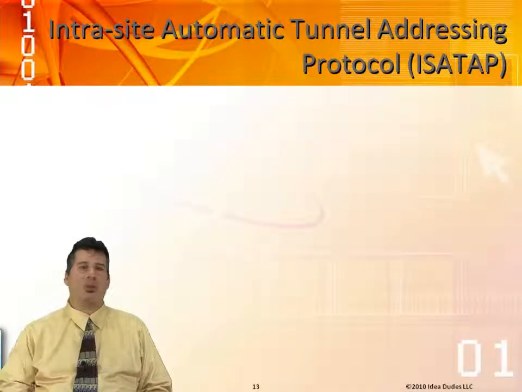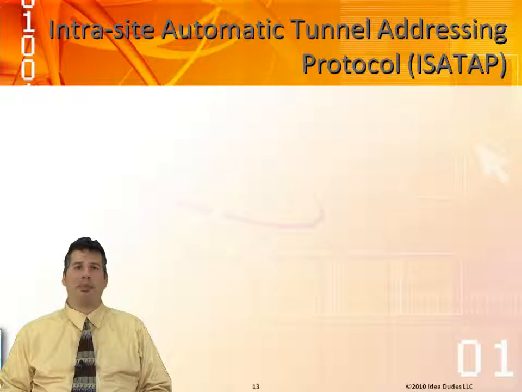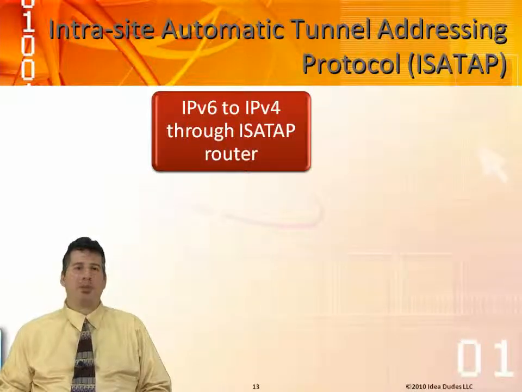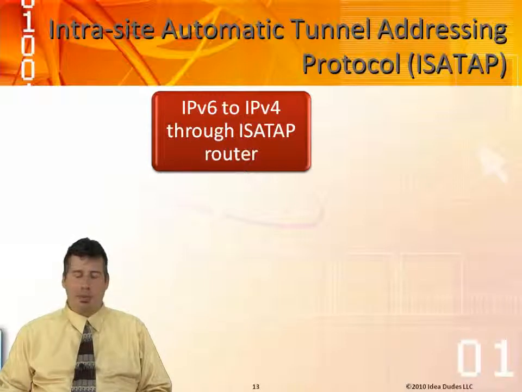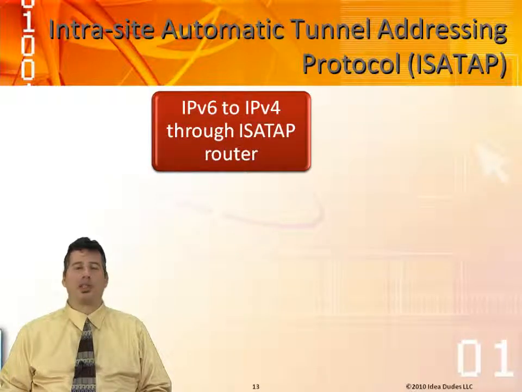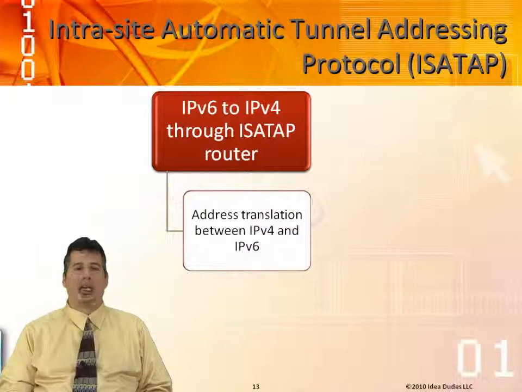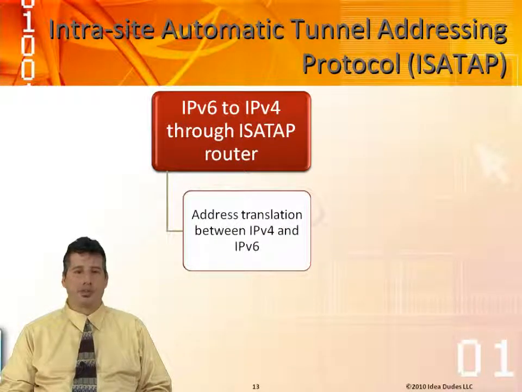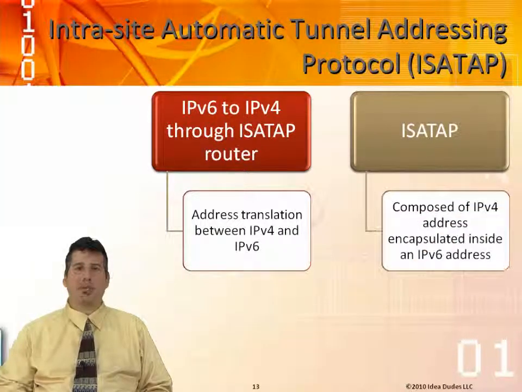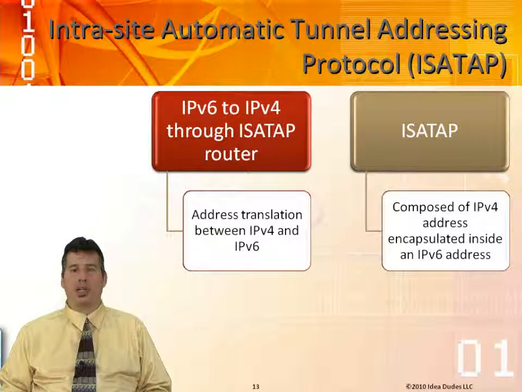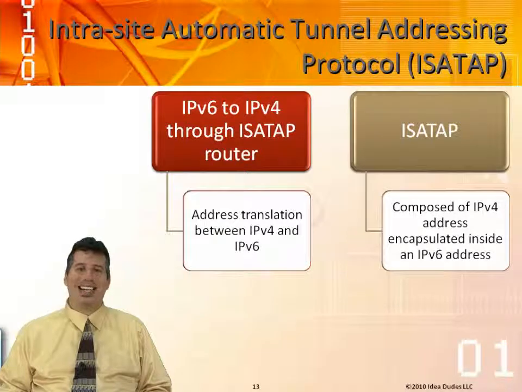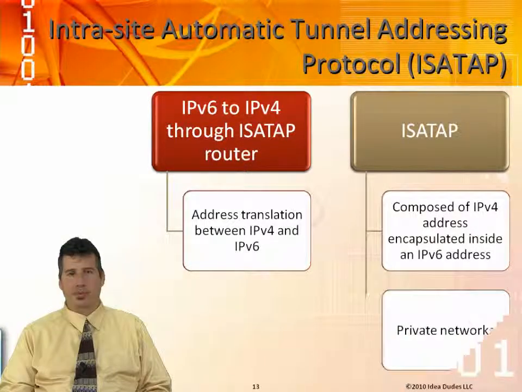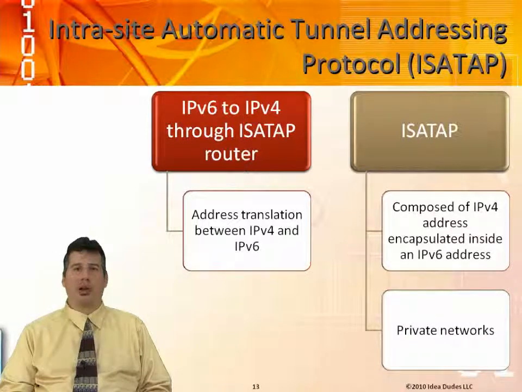Then we have ISATAP, which is Intra-Site Automatic Tunnel Addressing Protocol. Going from IP version 6 to IP version 4 is through an ISATAP router, and the address translation is between IP version 4 and IP version 6. ISATAP is composed of IP version 4 addresses encapsulated inside an IP version 6 address. So what happens is that it's going to be tunneling. This is used for private networks.